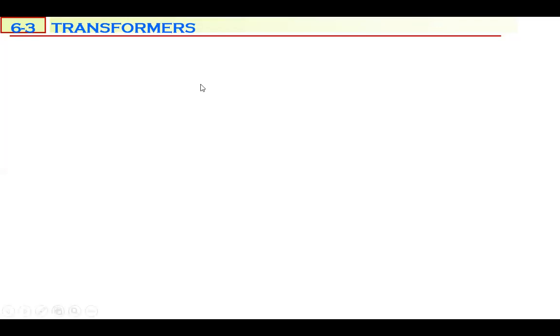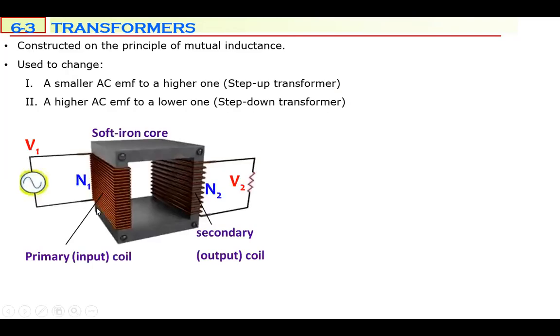All right, transformers. In fact, yesterday when you were getting the exam about chapter 6, section 2, there was a question. Mutual inductance. Which of the following devices works on the principle of mutual inductance? It is transformers. Why transformers? Because transformers have two coils like this. One coil is the primary coil on the left side, and the secondary coil on the right side.